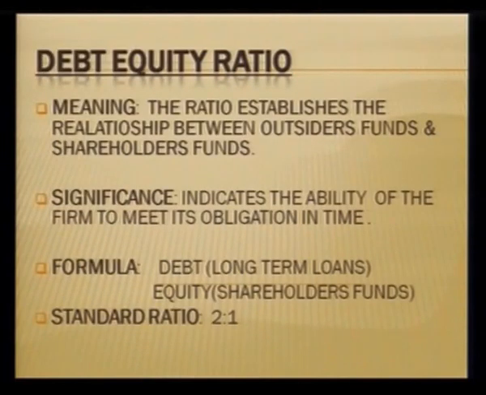Learners, debt equity ratio is a ratio which establishes the relationship of the outsiders' funds with the shareholders' funds. That means outsiders' funds include all those things which are taken by the business from outside the business. That may be in the form of debentures, in the form of loans taken from the banks and financial institutions. And when we talk of equity, it means the amount of capital that has been invested by the owner in a business. It includes his capital, his profits, his reserves and so on. So normally debt equity ratio establishes the relationship between the debts and the owner's funds.